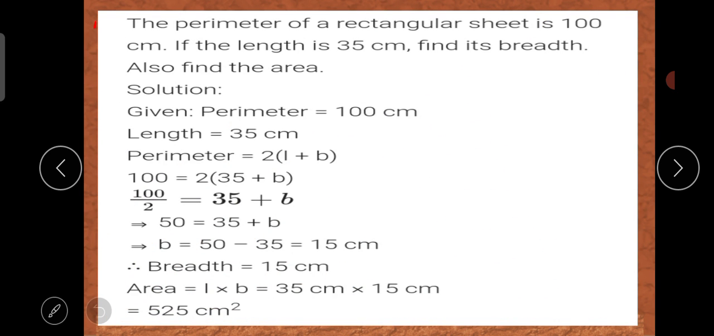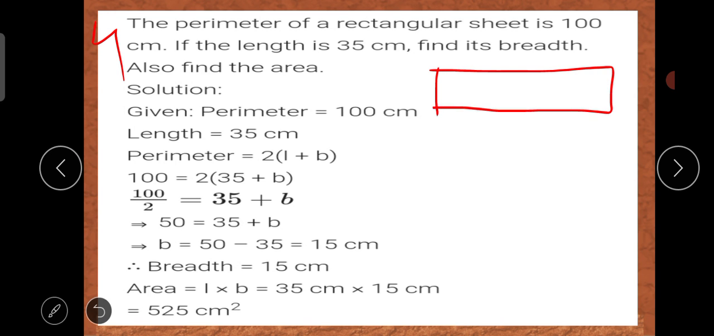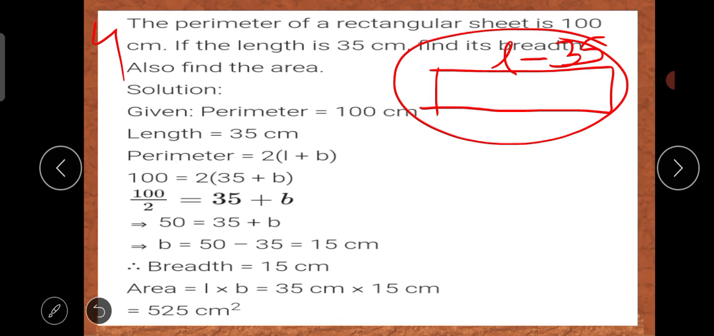Next, question number 4. The perimeter of a rectangular sheet is 100 centimeter. If the length is 35 centimeter, find its breadth. Also find the area. So what is given here? Here is a rectangular sheet in which the length is given, 35 centimeter, and the perimeter is also given. Perimeter means the whole sheet total, that is 100 centimeter. Now you have to find its breadth.